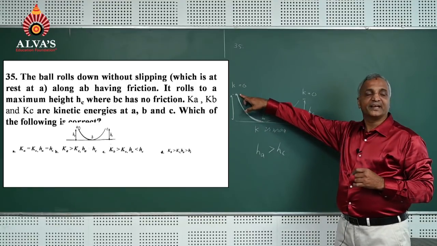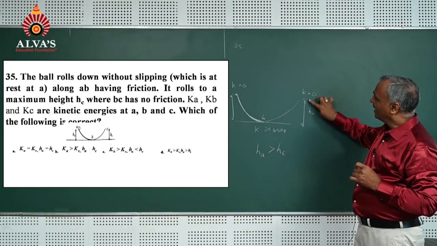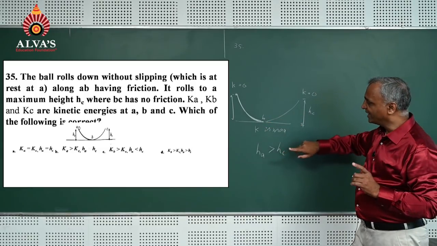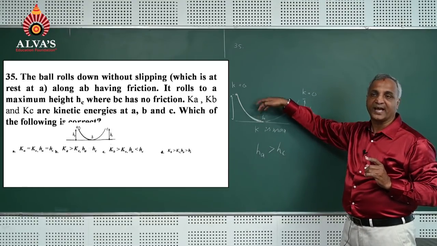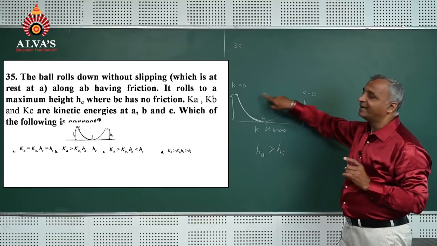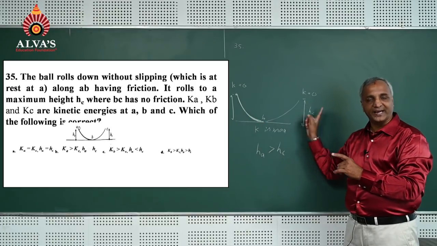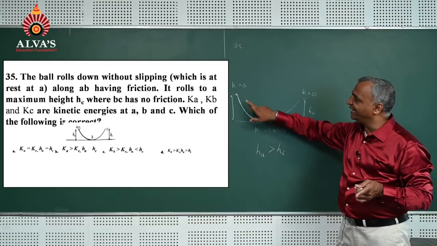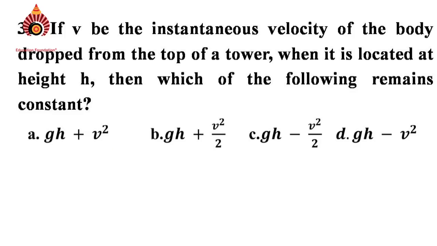At this particular point, the energy is purely potential energy, and so kinetic energy at this point is 0. And at this point also kinetic energy is 0, and kinetic energy at point B is maximum. This is a frictional track, so some energy will be lost during this process, and so the ball cannot go to the same height as before because of the loss of energy. That's why I can say HA should be greater than HC. That is one condition. Also, kinetic energy at this point will be greater than the kinetic energy at this point. So I can write KB is greater than KA, and that's why I'll go for option D.